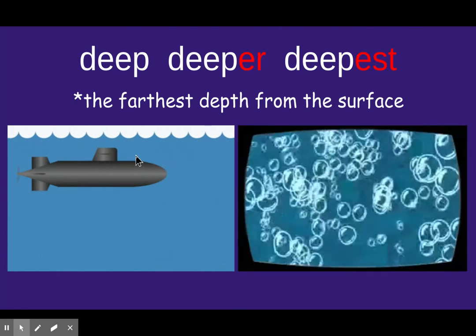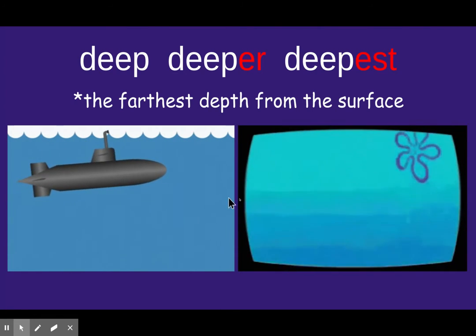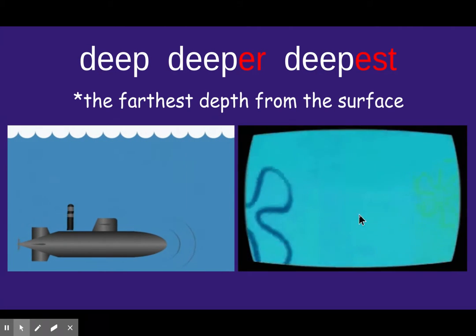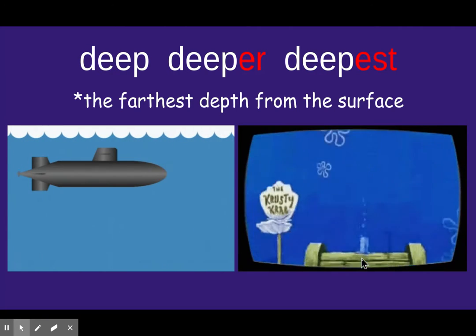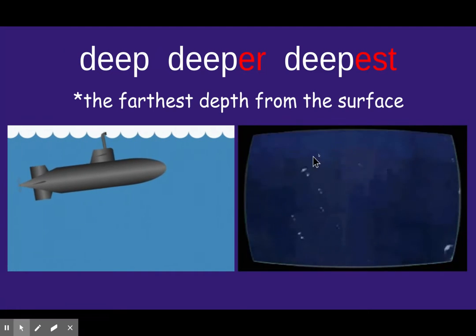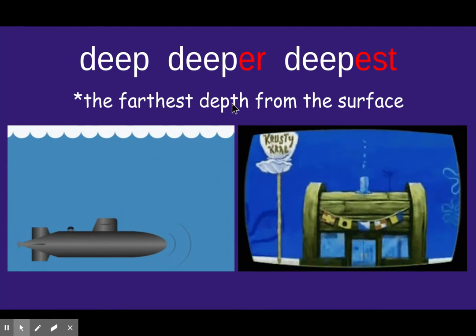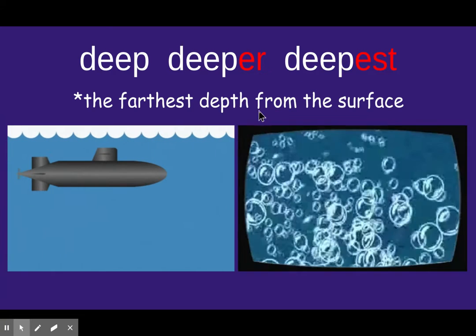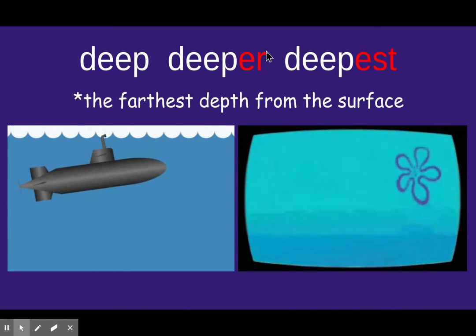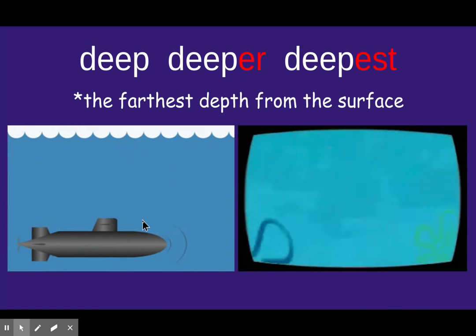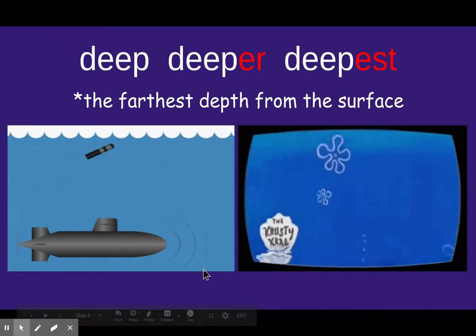So submarines go very deep. SpongeBob lives deep, deep, deep down in the ocean. And there's the store and stuff. So deep, deeper, deepest, and it means the furthest down from the surface of something. If you notice, the submarine is going deep. It went deep, deeper, and then deepest.